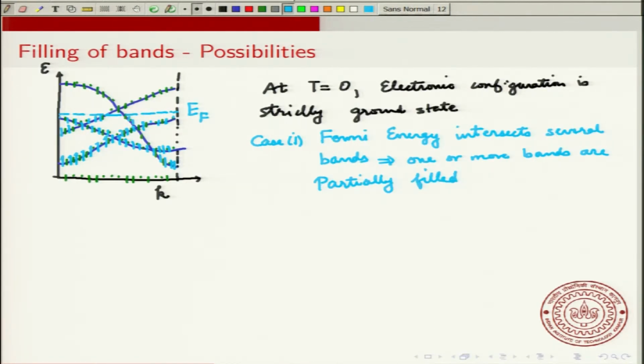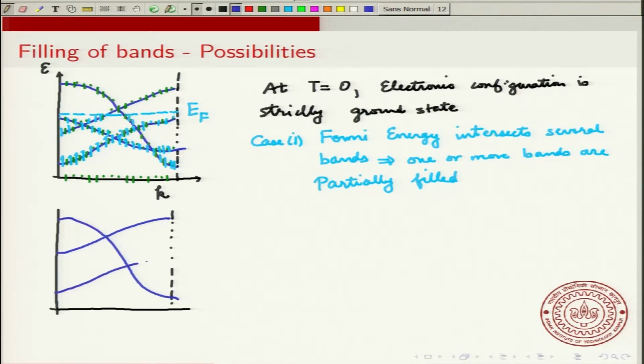The second case, you could have another case, which I'll just show schematically below here. In this case, I'll draw a slightly different, fairly similar band structure. But let me consider the case now where the Fermi energy is right here. That means all these bands are completely filled.